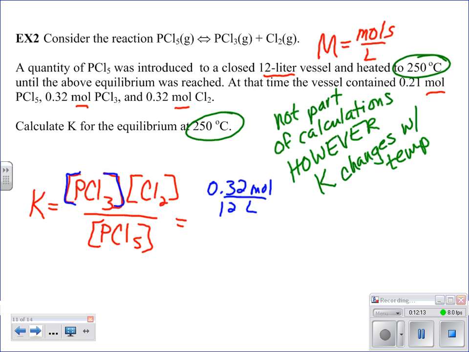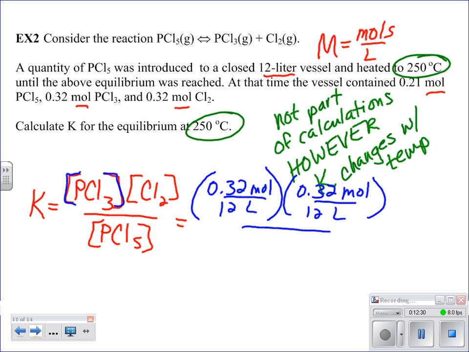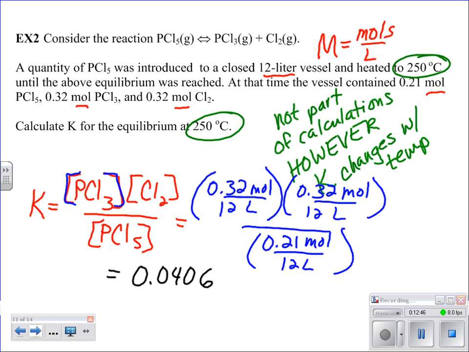So now you've got that as molarity once you calculate that. And that's raised to the first power, times, we do the same thing for our Cl2. And then we are going to divide that by the concentration of our PCl5, which is 0.21 moles in that 12 liters. So when you do all of that math, you end up with 0.0406. Notice there are no units for your K value. It's just that number. There's no units to use.